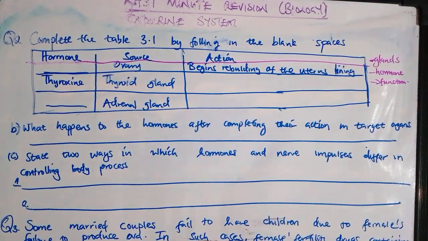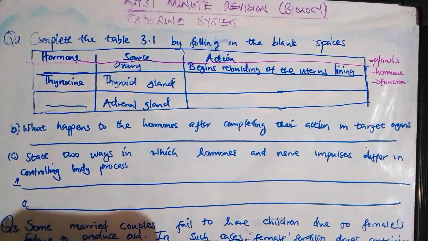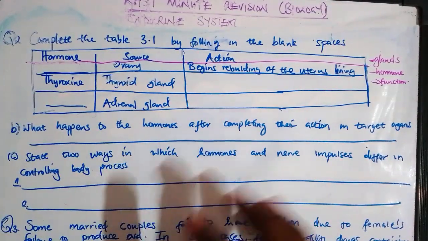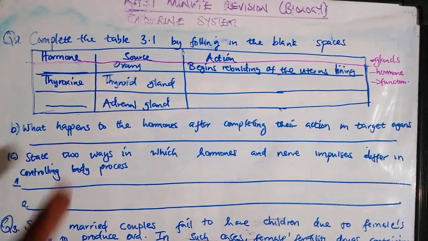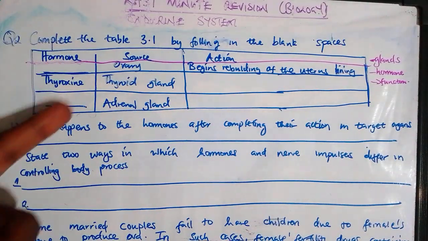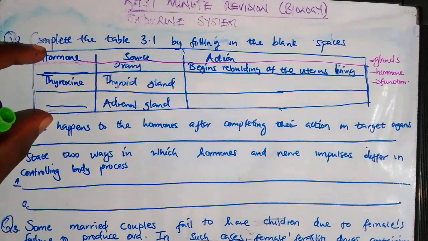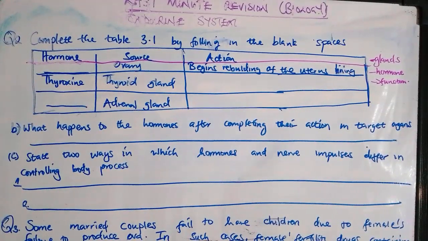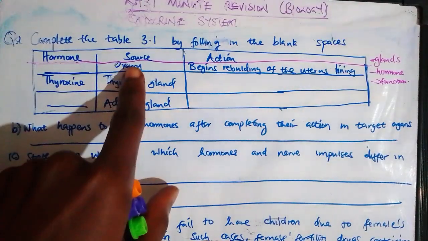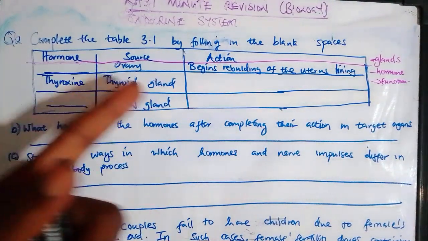So now, getting back to our question. So the question is saying complete the table 3.1 by filling in the blank spaces. So we can see that this table has the hormone, the source, and the action. So first thing you have to do what? You have to fill in the hormone which is produced by the source, and you also have to fill in the action of these two hormones.